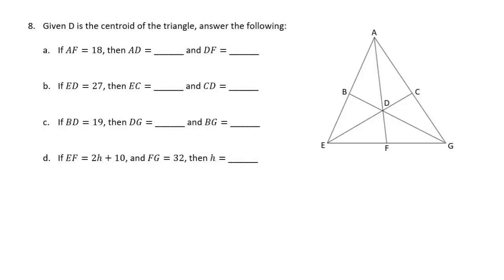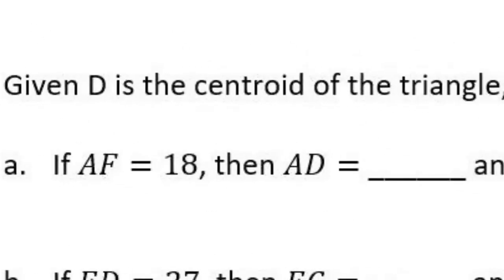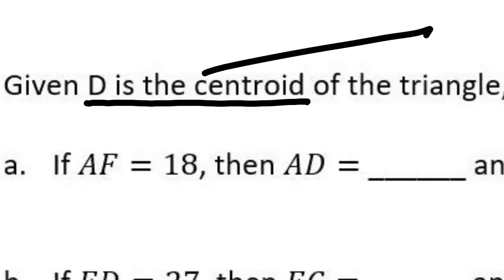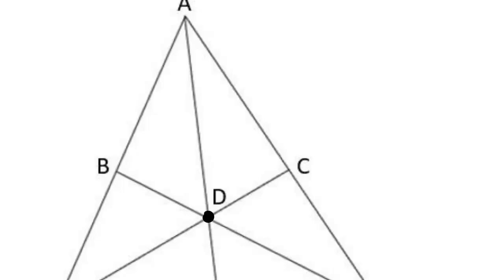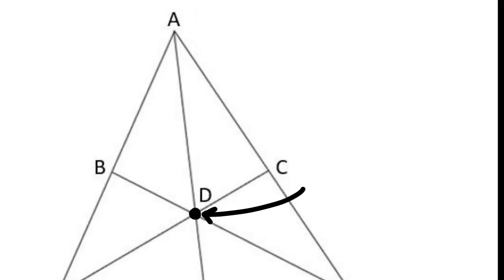So the very first thing that I notice on this problem is that it tells me that D is the centroid. D is the centroid of the triangle. So we're going to come over here to the picture, and we're going to label this as the centroid.